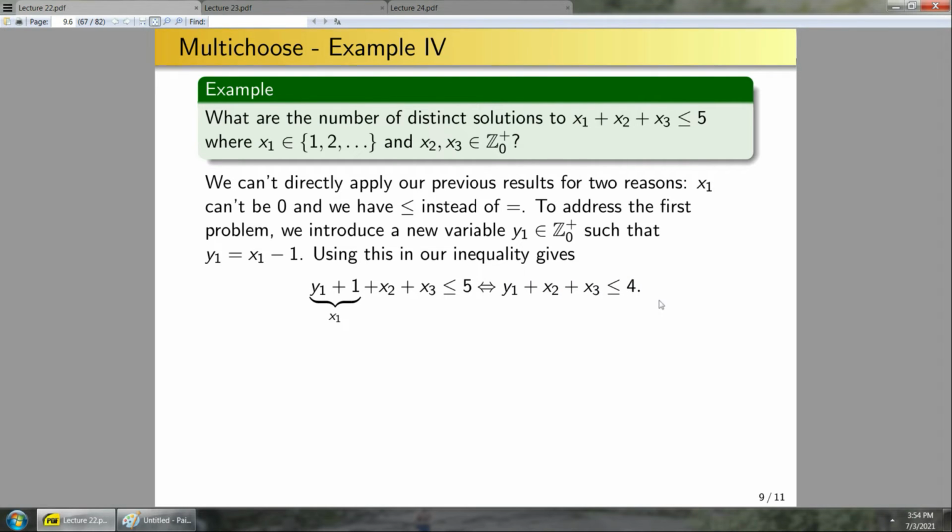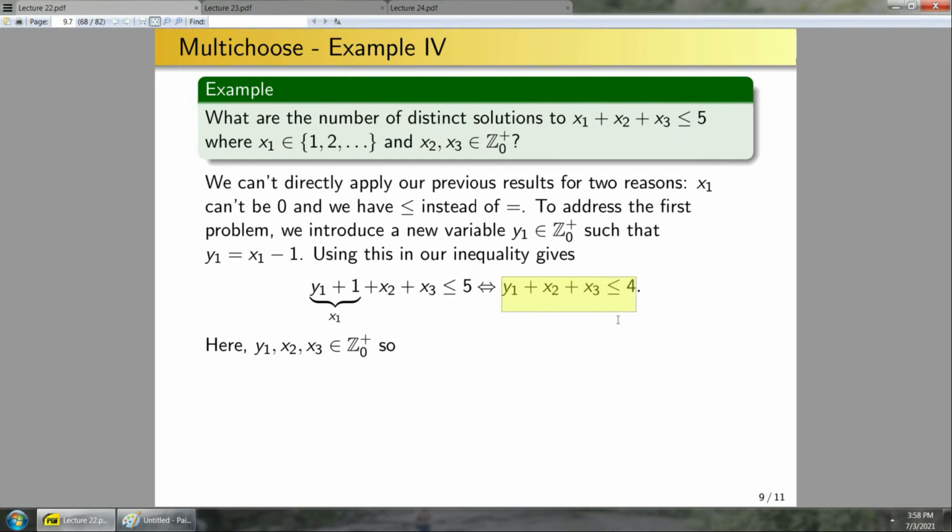So here I've now satisfied the issue where x1 was not an element of Z0+, since y1, x2, and x3 are all elements of Z0+. Now, this trick of modifying one of the variables to make the problem easier should always be in the back of your mind when working on these problems.